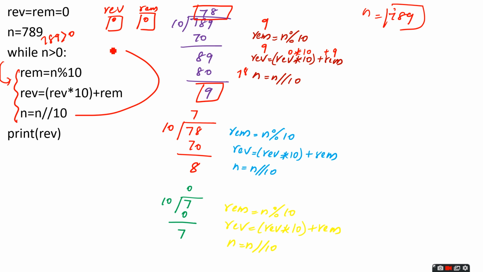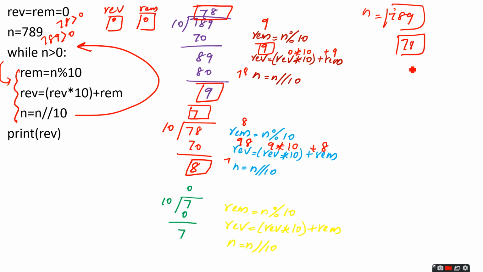Now we will go back to the loop. The value of n is 78 and we check the condition. 78 is greater than 0. The condition is true, so we perform the statements. Again we divide 78 by 10 and take the remainder. The remainder is 8. Reverse equals reverse into 10 plus remainder. Before, the reverse is 9, so 9 into 10 plus remainder 8. 90 plus 8 is 98. Now we divide 78 by 10 and take the quotient, that is 7. So now the value of n is 7.